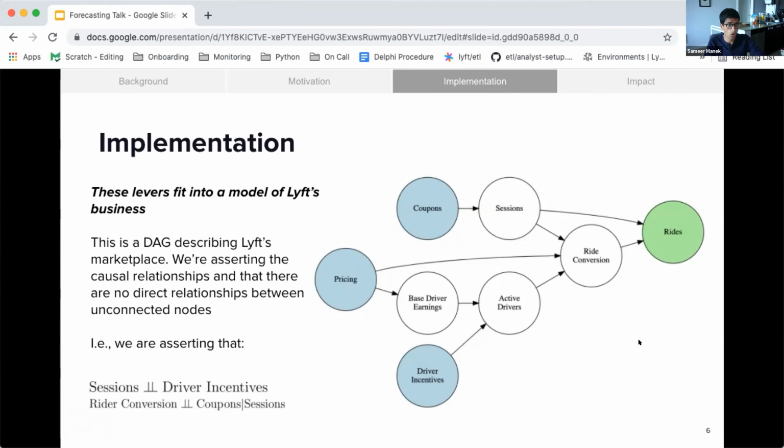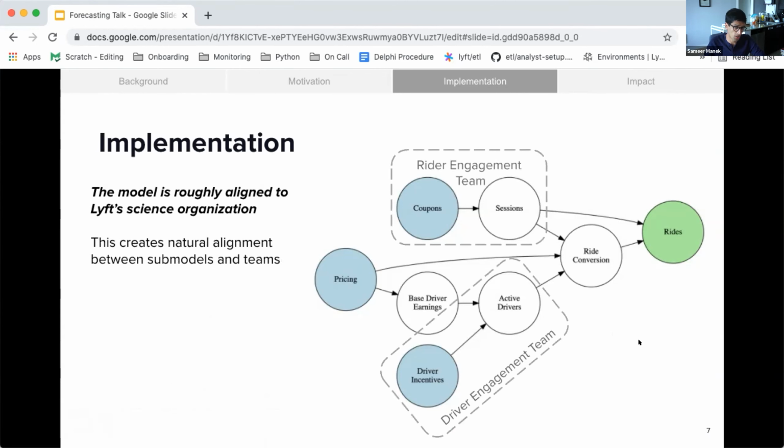example. One of the reasons that we chose to structure it as a set of submodels that are composed into an overall causal DAG is that it ends up being roughly aligned to Lyft's science organization. This creates somewhat natural alignment between the submodels, again, those arrows, and the teams we have at Lyft. For example, the driver engagement team is very concerned with the relationship between driver incentives and active drivers, but they may be a little bit less aware of the impact of incremental sessions on rider conversion. That is to say, by isolating specific submodels that teams can understand, study, and experiment around well, we're better able to divide the work across multiple teams.